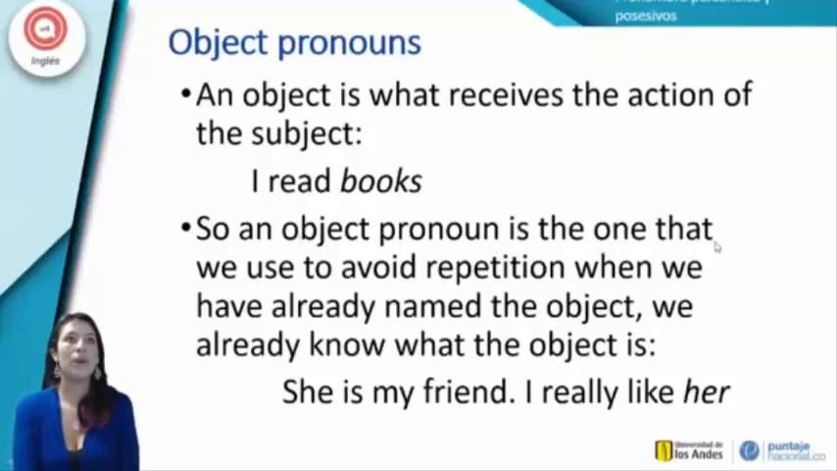An object pronoun is the one that we use to avoid repetition when we have already named the object. We already know what the object is. So, she is my friend, I really like her.